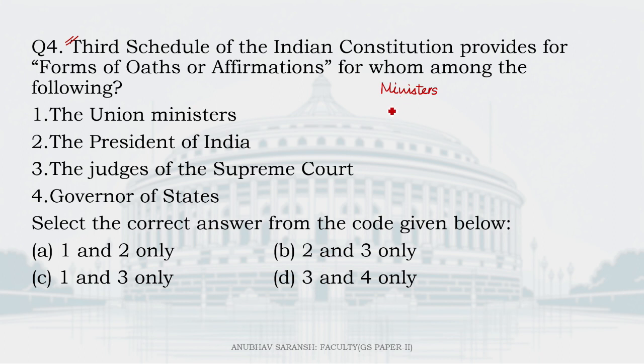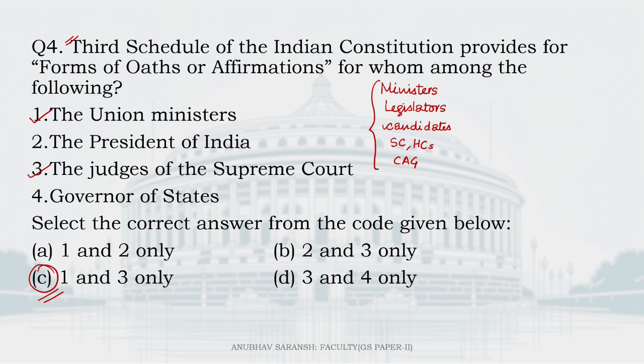Then we have the legislators who take the oath. Every person who becomes a legislator at the central level or the state level, elected, nominated, they all take the oath. Then all those people who want to contest elections, candidates, they take an oath. It is mentioned here. Then the oath for the judges of the superior courts like the Supreme Court and the High Courts. And finally, CAG. These people's oath is mentioned in the third schedule, nobody else. So 1 and 3. Right answer is C.